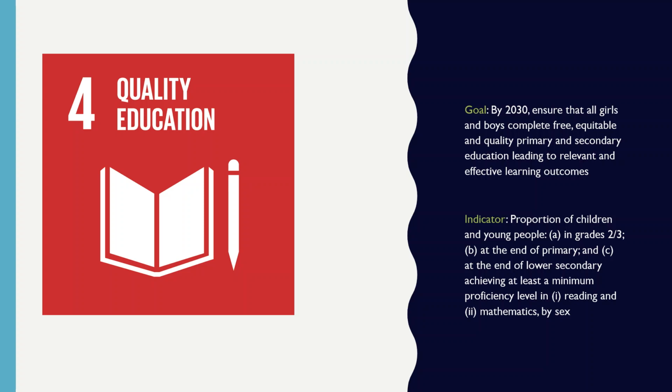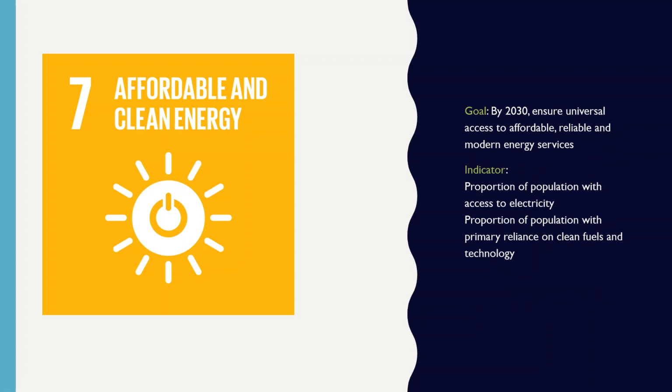I'm going to skip ahead to number 7. I'm not going to go through all of them, but affordable and clean energy, something we're very concerned about in a class of sustainability. We want to have universal access to affordable, reliable, and modern energy services. What does that mean? We need a proportion of the population with access to electricity, a proportion of the population with primary reliance on clean fuels and technology, right? So what does it mean to have universal, right? You need to have a specific proportion.